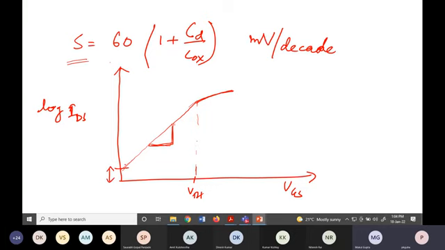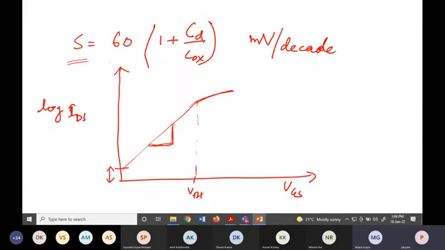Now the thing is, this subthreshold slope is a constant, it doesn't depend on the node. So if you reduce the MOSFET size, the subthreshold slope will remain the same because it depends on CD and COX. It doesn't depend on gate length. So what we are doing when we are scaling down the MOSFET, we are reducing the threshold voltage.